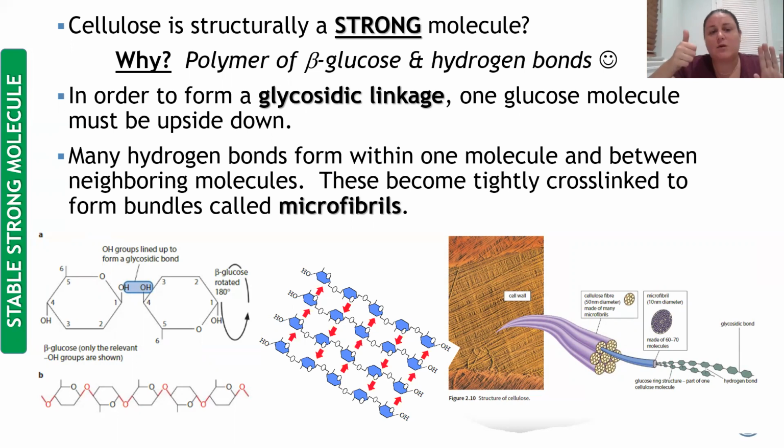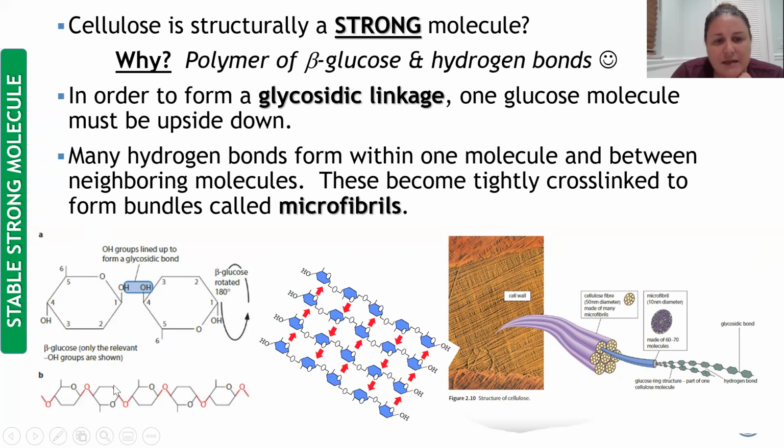And so what happens is, in order to get them next to each other so that we can form this glycosidic bond, every other glucose molecule has to be inverted, rotated 180 degrees. It's upside down. So if you take a look here, look for the oxygen. Notice in this glucose molecule, the oxygen is facing up, and in this glucose molecule, the oxygen is facing down. So in order to get these two beta glucose molecules to link together, we had to flip the second one upside down. We had to invert it.